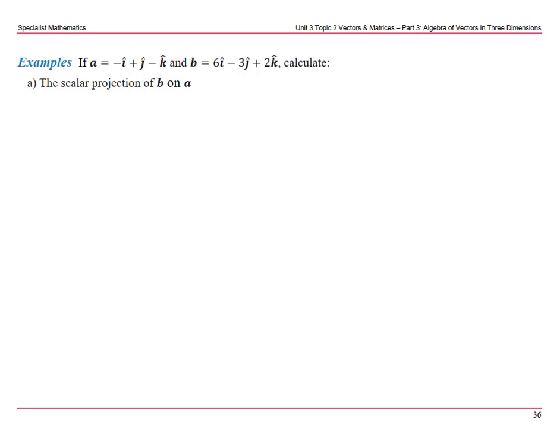This video goes through a projection example. So we're given two vectors A and B. Part A is to calculate the scalar projection of B on A. So number one, we're not looking for the vector, we're looking for the scalar projection, which means we're looking for the magnitude.